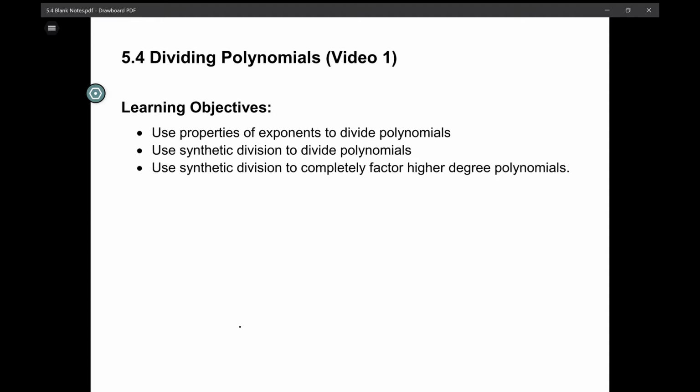And welcome to this section 5.4, dividing polynomials. So in this section, we're going to use properties of exponents to divide polynomials. This should be a little bit of a reminder from what you've seen before. And then something new would be using synthetic division to divide polynomials. And then we're going to use synthetic division to help us completely factor higher degree polynomials.